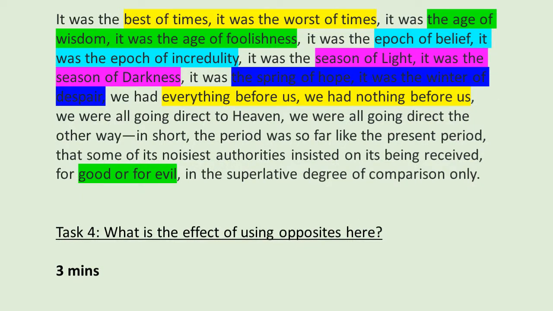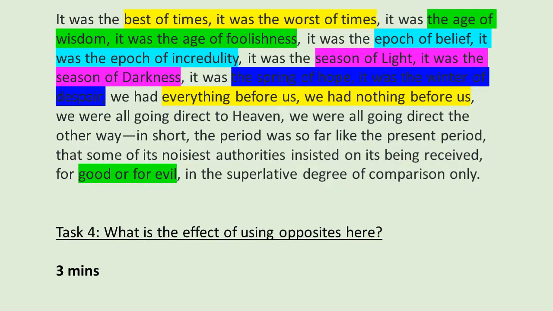So you've got, it was the best of times, it was the worst of times. It was the age of wisdom, it was the age of foolishness. It was the epoch of belief, it was the epoch of incredulity. It was the season of light, it was the season of darkness. It was the spring of hope, it was the winter of despair. We had everything before us, we had nothing before us. And then finally at the end, good or for evil.